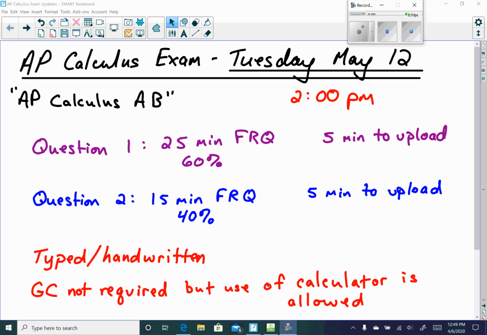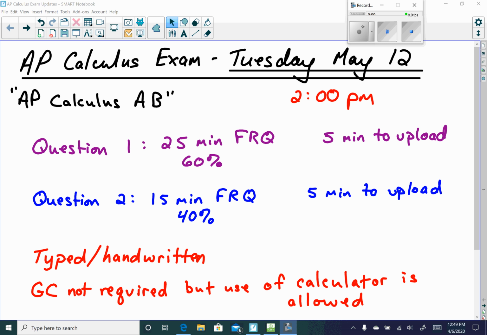So the updated day is going to be Tuesday, May 12th, so it's a week after what it was originally, at 2 p.m. So any student taking this AP Calculus AB exam will be testing on this day at this time. This is made up of 2 free response questions.